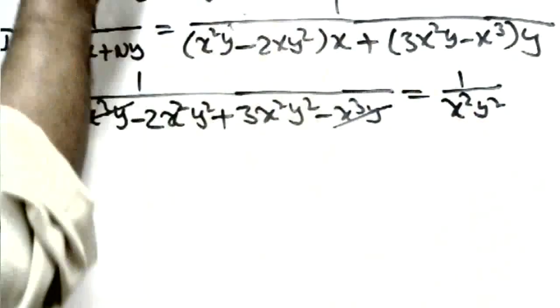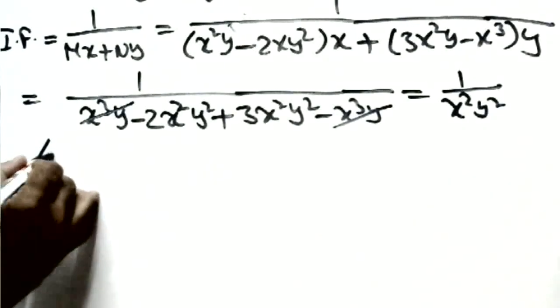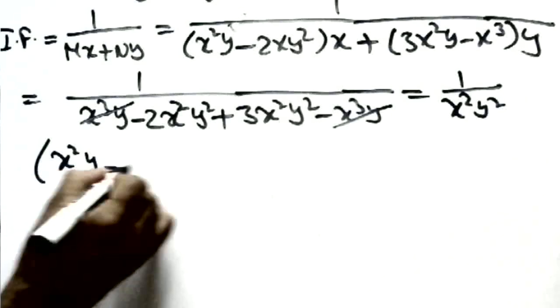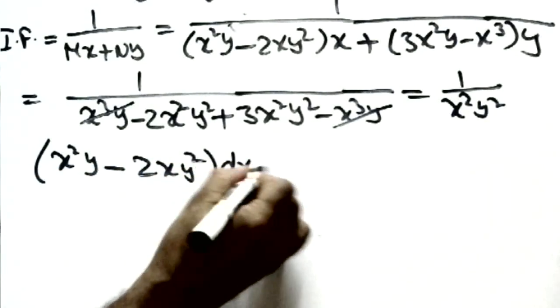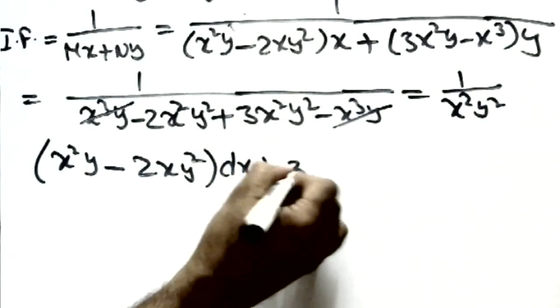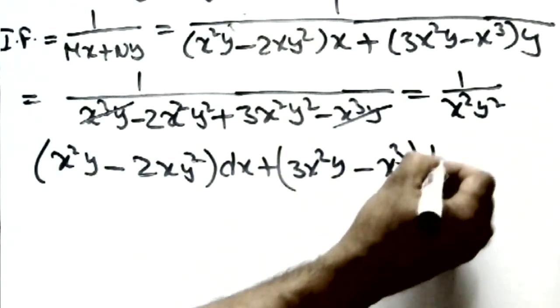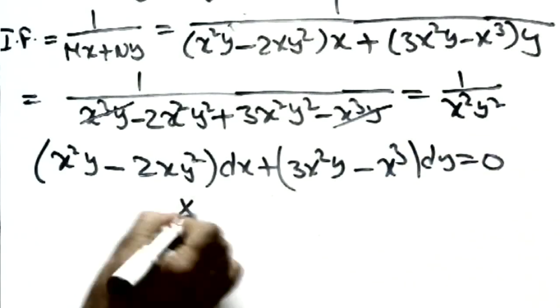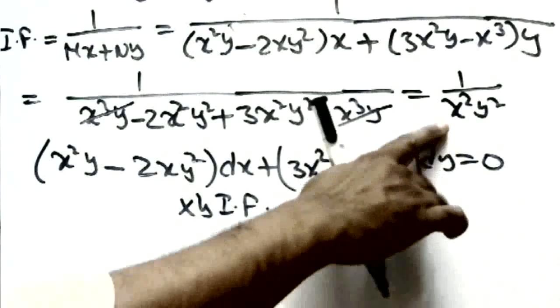So if we multiply this integral factor with the given question, the question will reduce to exact form. Now let me see whatever we are having. The question is (x square y minus 2xy square) dx plus (3x square y minus x cube) dy equals to 0. Multiply by integral factor.